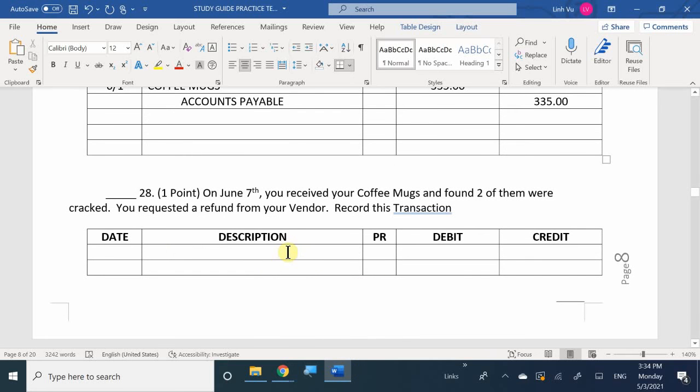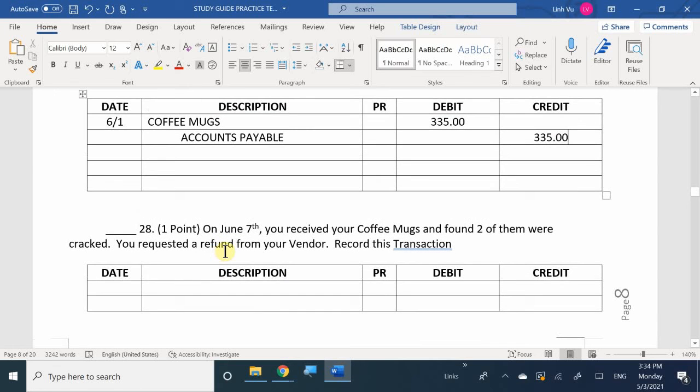All right. Number 28 says that on June 7th, you received your coffee mugs and then you end up finding two of them were broken or cracked. So you request a refund from your vendor. How do we record this transaction?